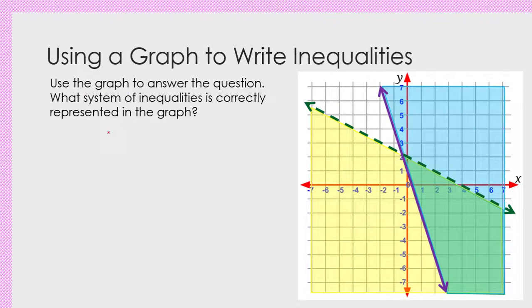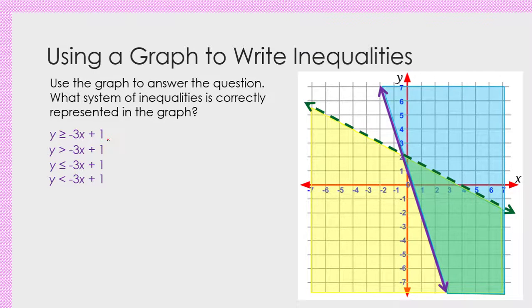Alright, this time we're given a graph, but we need to write the system. So we're just doing the opposite of what we did earlier. Earlier we graphed with the given inequalities. This time we have a graph and we need to write the inequalities. So we're going to focus on the purple lines first for the next few slides. These are the 4 options you have for the purple line.